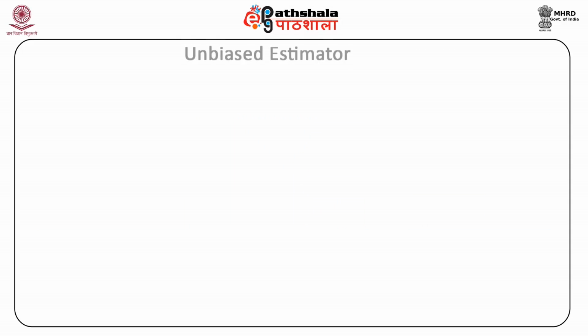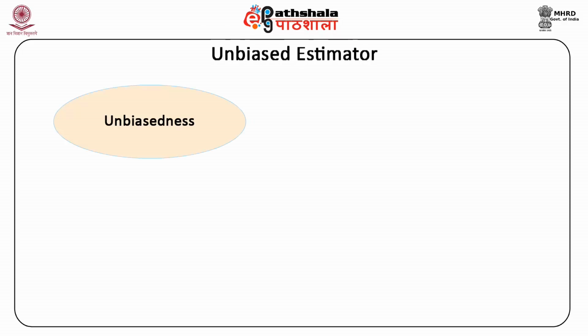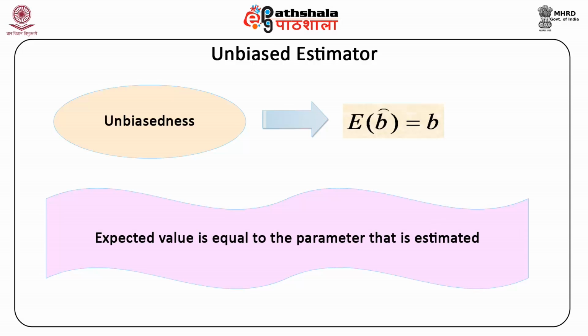Let us first understand the meaning of unbiased estimator. Mathematically, unbiasedness of the OLS estimator is expectation of B hat is equal to B. The estimator B hat is unbiased, that is, its expected value is equal to the parameter that is estimated, B. The estimator B hat is a random variable.